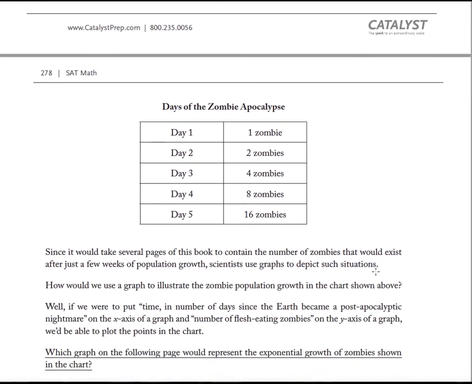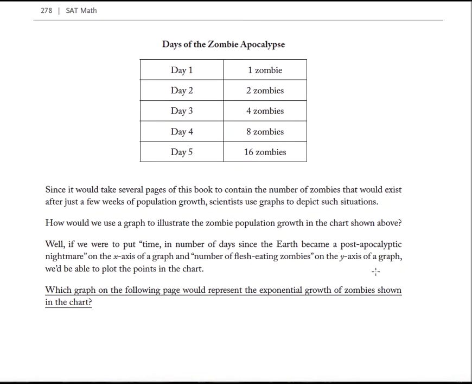And so what we have here, if you'll flip with me to page 278, is we've represented how the zombie apocalypse could look in chart form, right? Day 1, 1 zombie. Day 2, 2, and then 4, 8, 16, as I said, and so forth, okay? So on the SAT, why are we doing this? We're doing this because one thing that the SAT will do when it comes to exponential growth is they'll test if you can recognize how exponential growth in chart form would be translated into graphical form, into a graph.